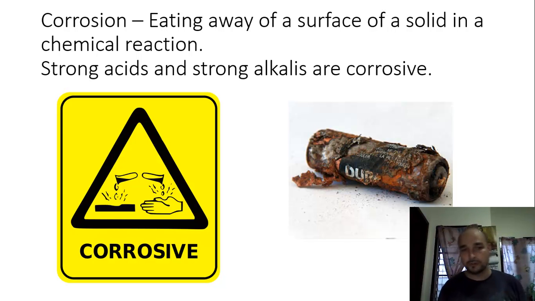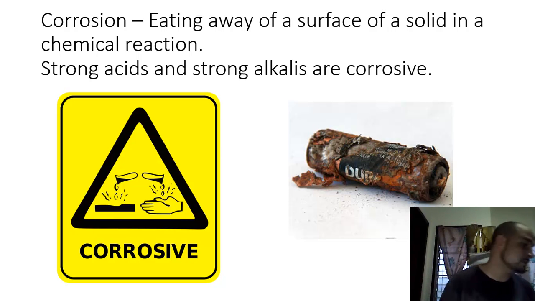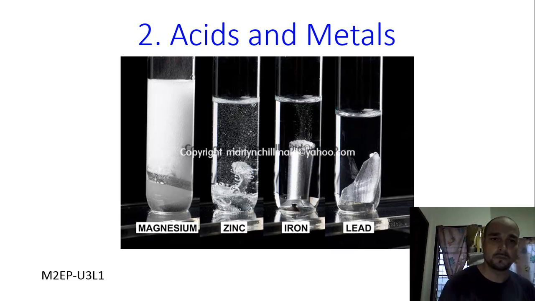Corrosion. We should know this. We should know the symbol from lab safety. Corrosion is the eating away of a surface of a solid in a chemical reaction. Now, strong acids and strong alkalis are corrosive. Okay? So now we're going to talk about our second type of reaction.